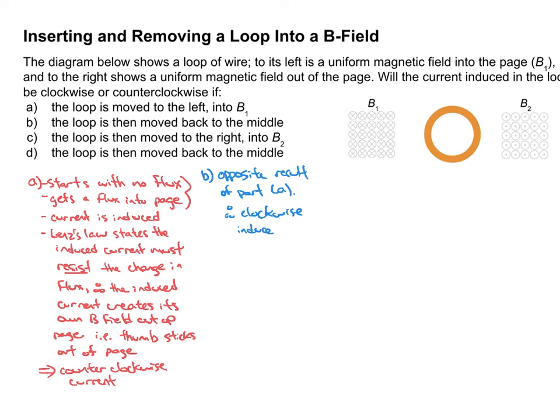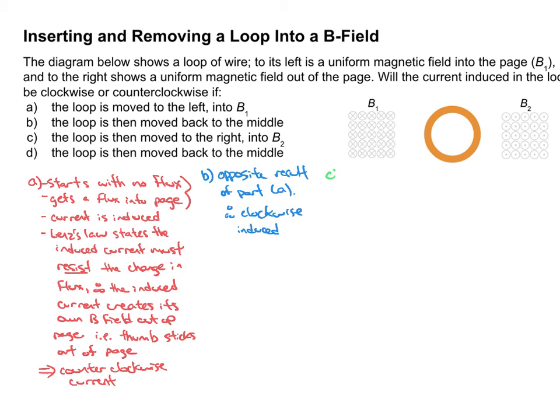So if I were to, for some reason, continuously move this ring left and back, left and back, left and back, then I will continuously induce currents counterclockwise and clockwise, counterclockwise and clockwise, and we call that an alternating current.